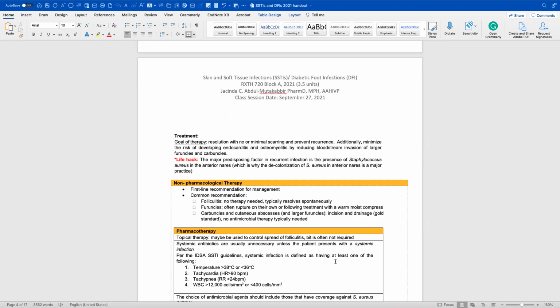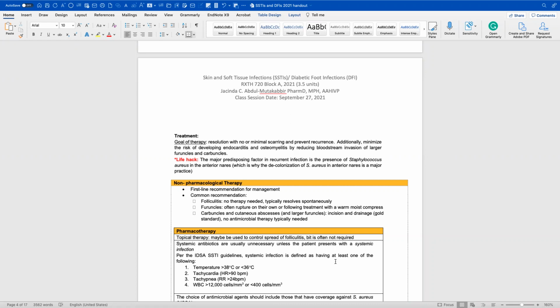So the major predisposing factor in recurrent infection is the presence of Staph aureus in our nares, meaning that if we have Staph aureus in our nares, it's easier for us to continue to develop skin infections, because that means that your body continues to have access to this really bad bug.